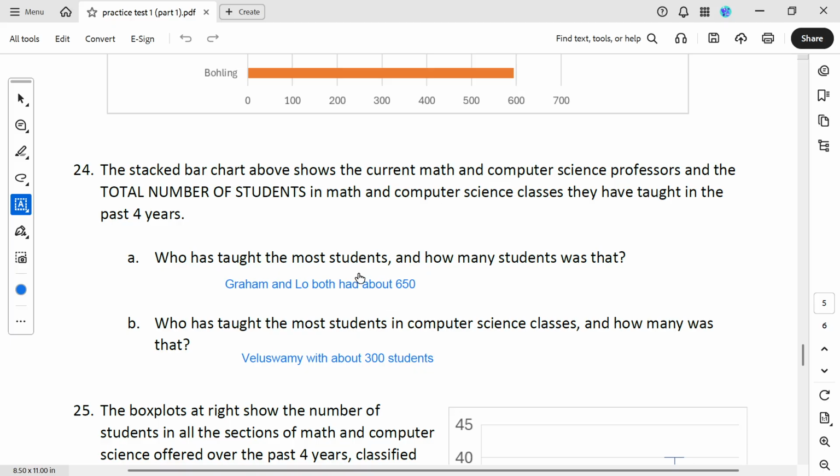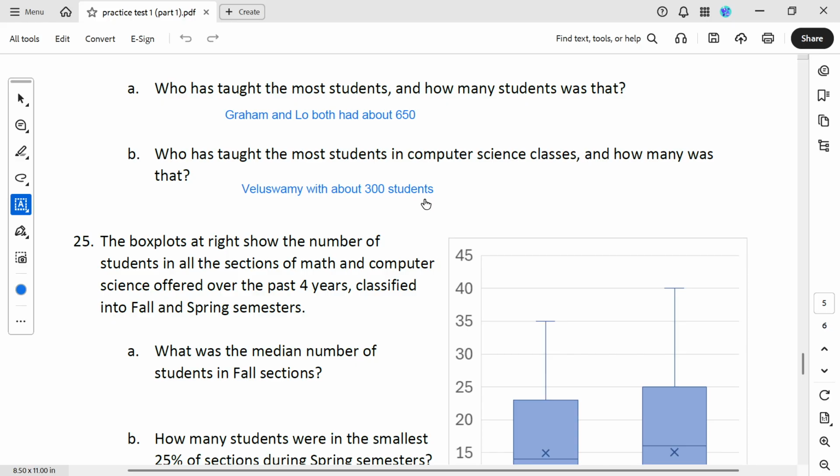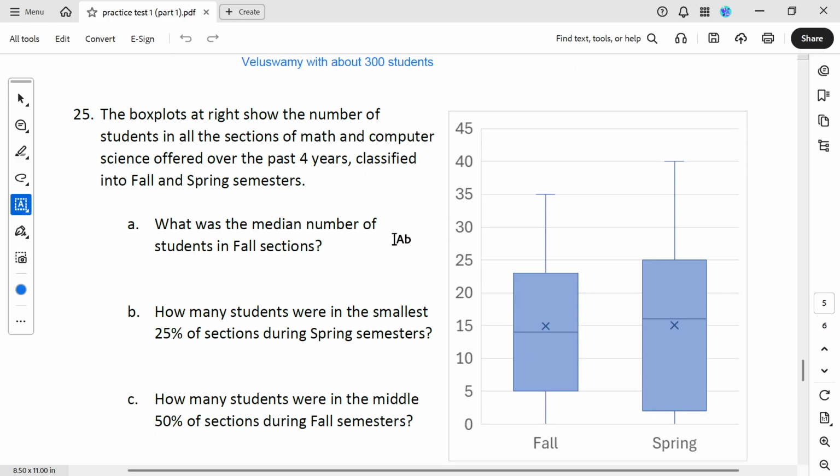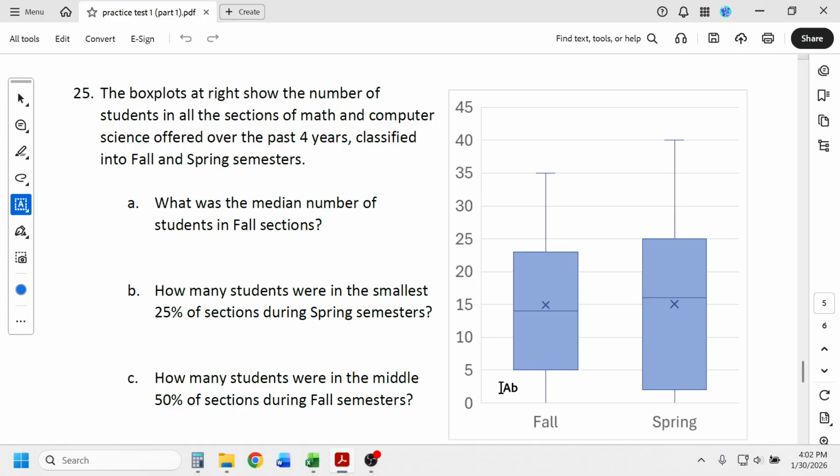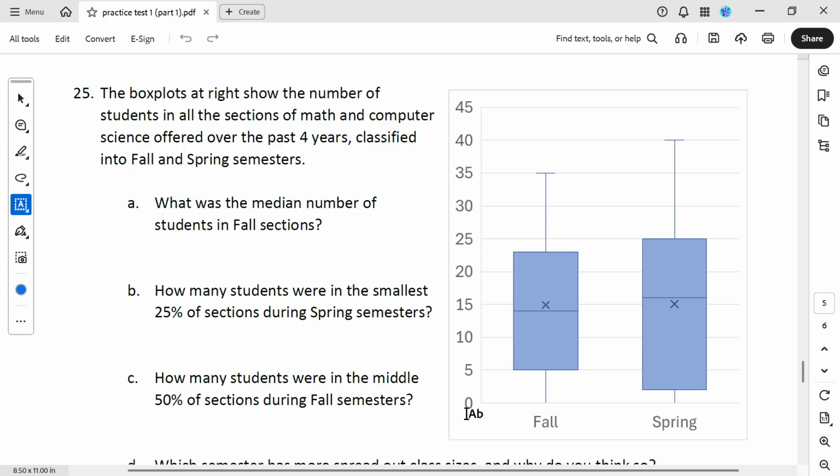Okay. So now some box plots. The box plots at right show the number of students in all the sections of math and computer science offered over the past 4 years, and then classified into fall and spring semesters. Okay, so we had a list of all the sections with how many students were in each section. So what was the median number of students in fall sections?